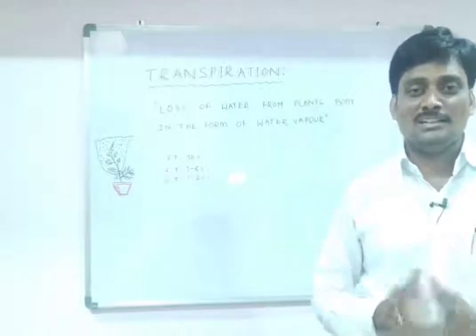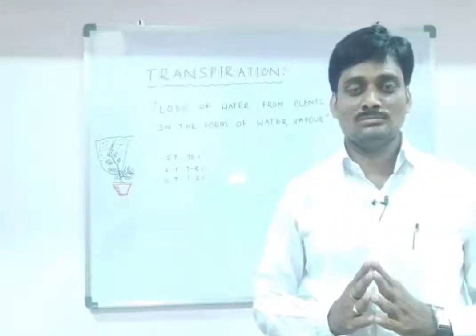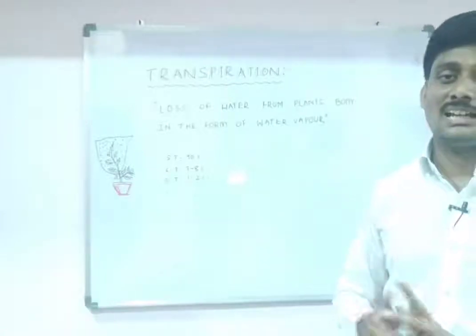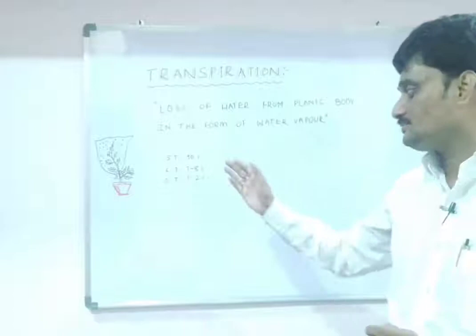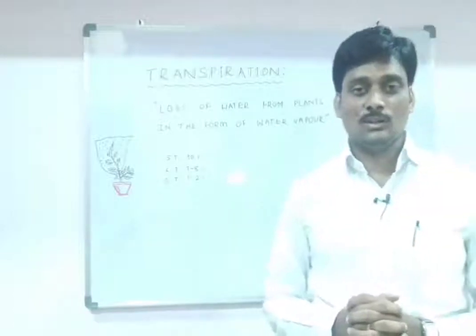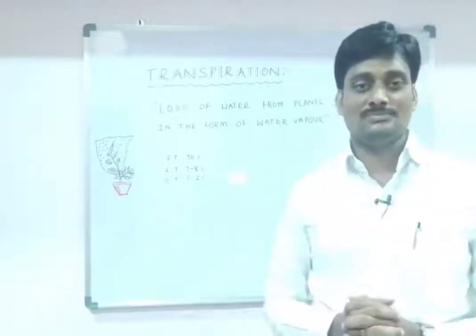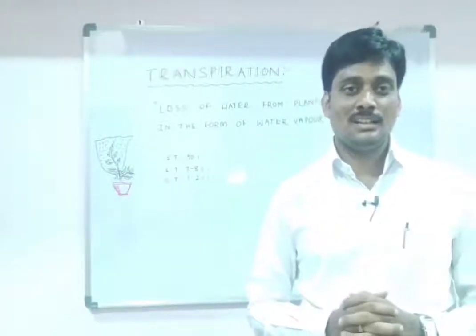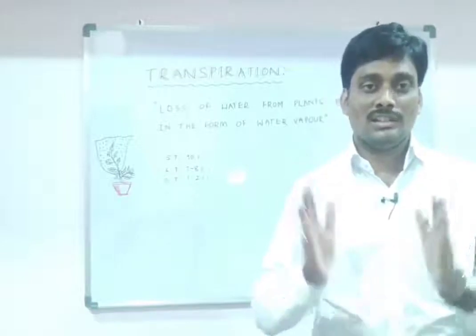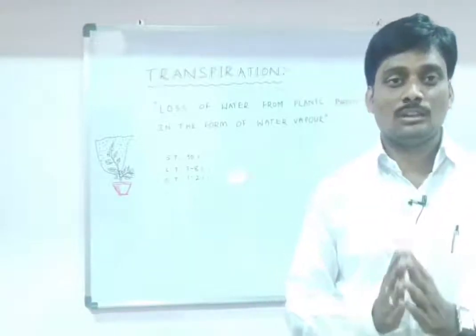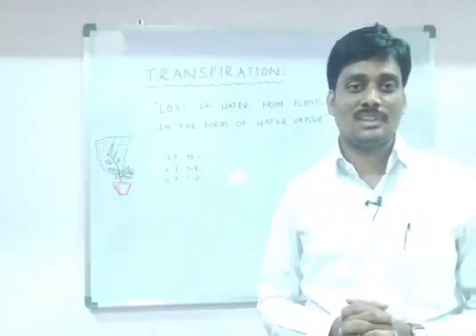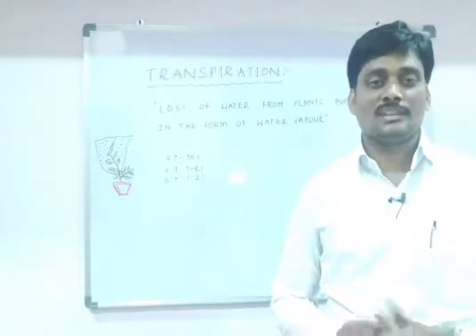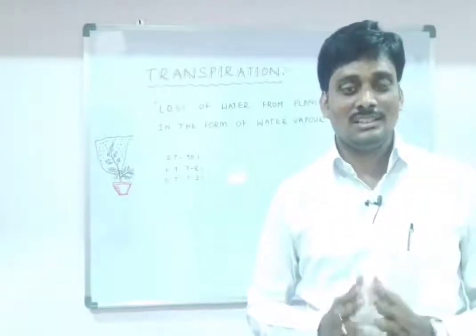Transpiration mainly takes place through three parts of the plant: the stomata, the lenticels, and the cuticle. The maximum quantity of transpiration takes place through the stomata, and it is called stomatal transpiration. Nearly 90% of transpiration takes place through the stomata.